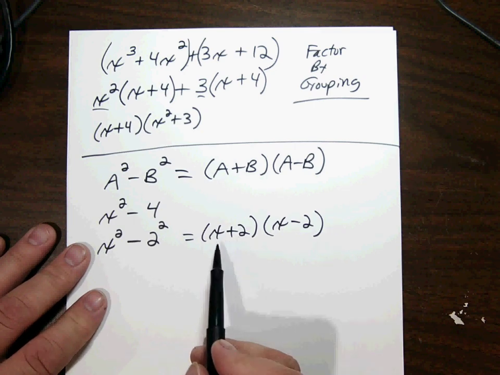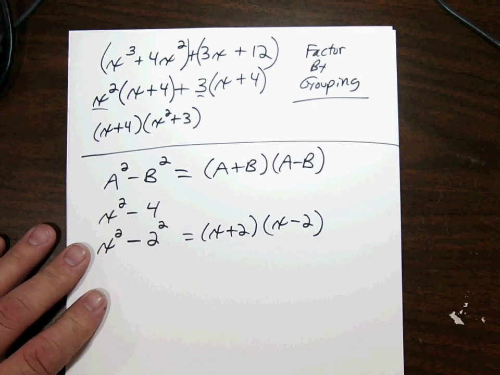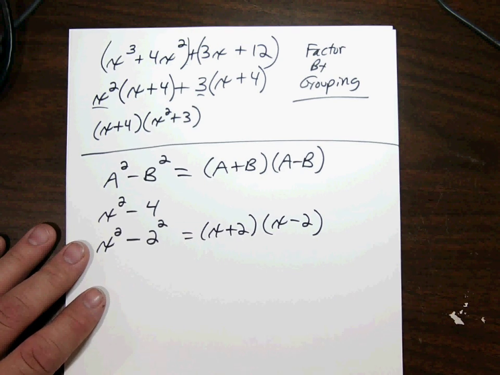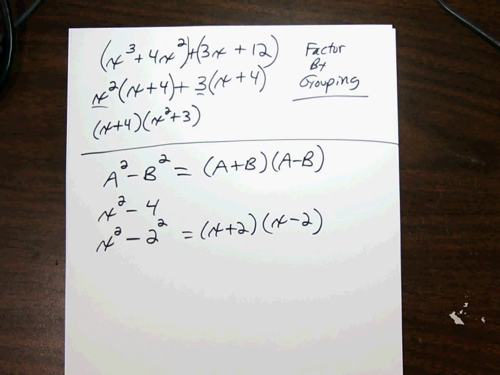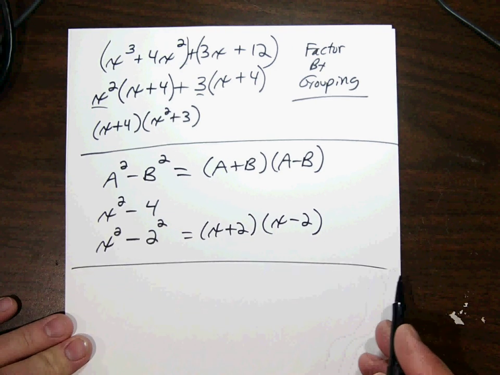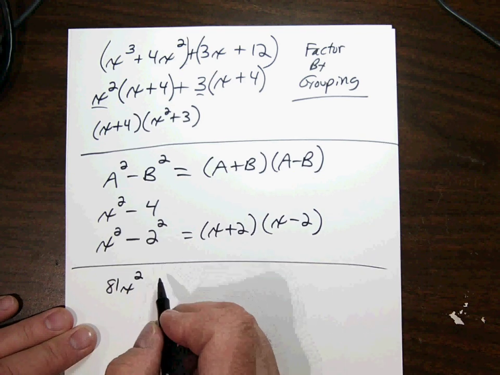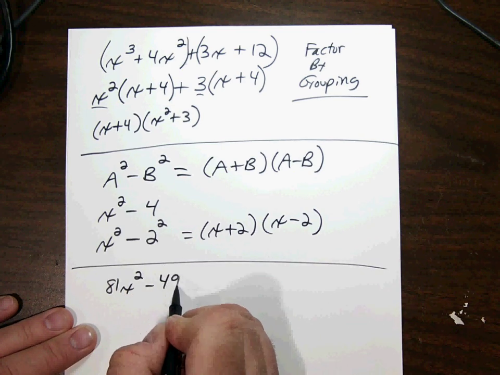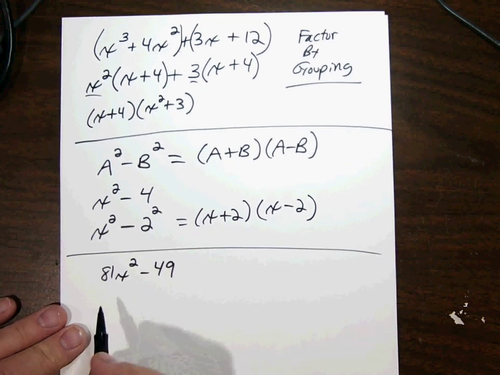Okay, and if we did the FOIL process and we expanded this back out the other way, we're going to get x squared minus 4. Okay, this is now going in the reverse order. We'll call that factoring. Okay, it takes a little practice to spot, to see that you really have that pattern. What about this one? 81x squared minus 49. Now this one doesn't look at all like it fits that pattern, but let's think about it.